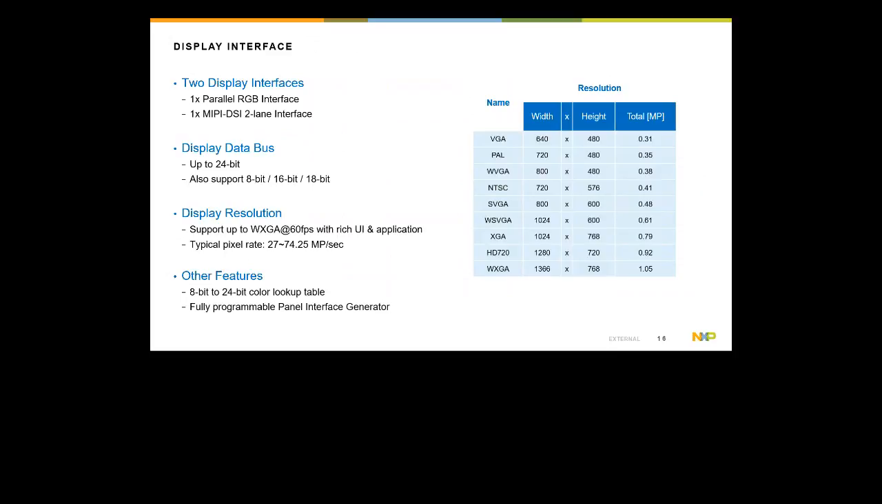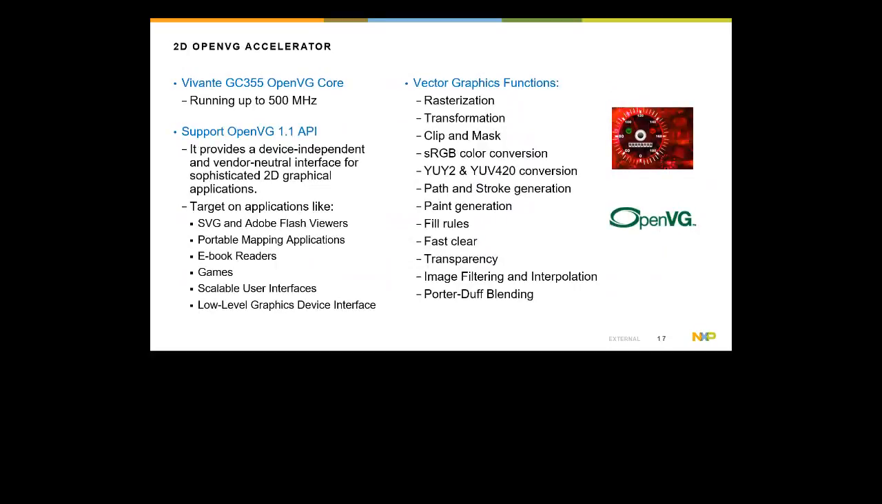Not only through the multiple display interfaces that it offers, which gives some flexibility in choosing what displays to design with, but also with the embedded 2D GPU, which essentially supports the OpenVG 1.1 API, as well as a variety of vector graphics functions. So that includes things like rasterization, transformation, path and stroke generation, fill rules, transparency, and really it can target a lot of applications where you need to work with SVG and Adobe Flash viewers.